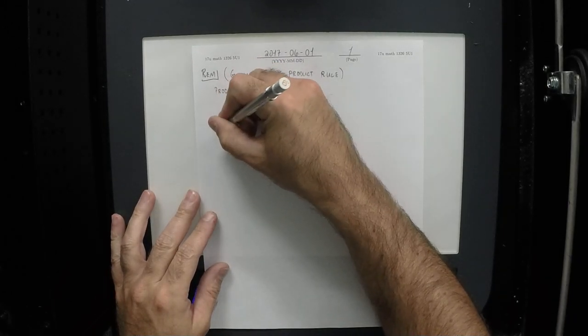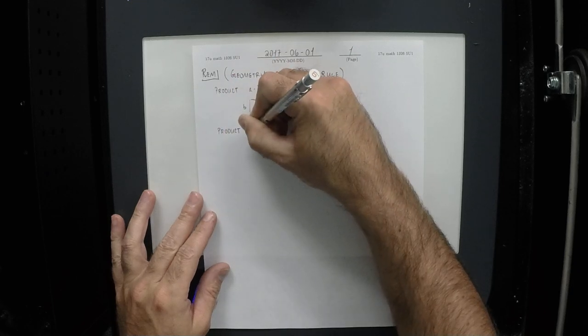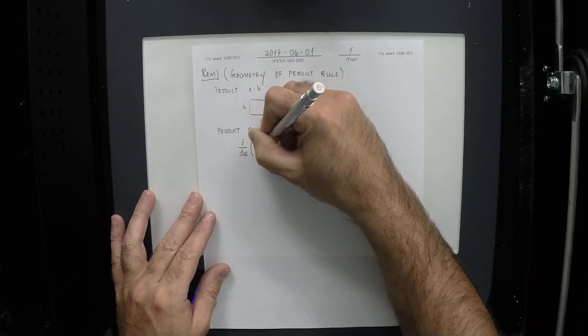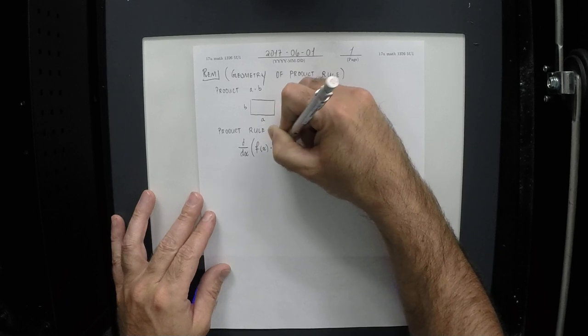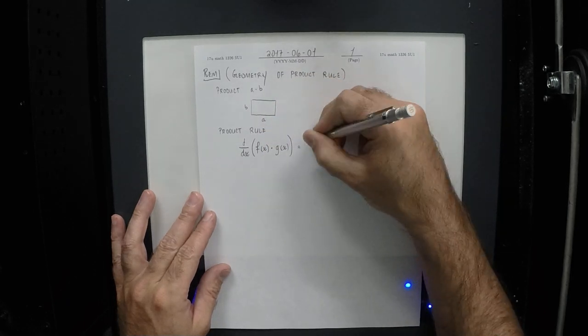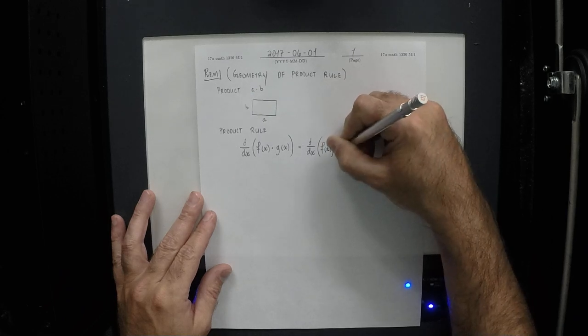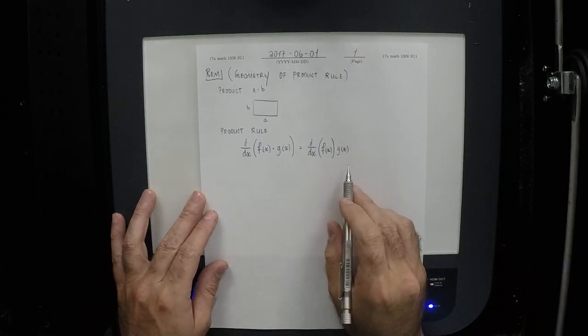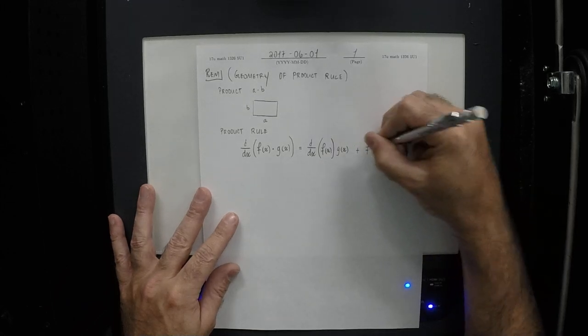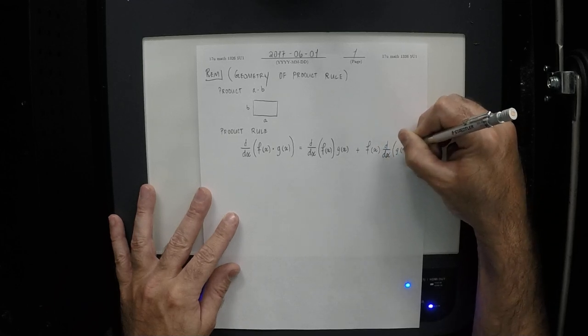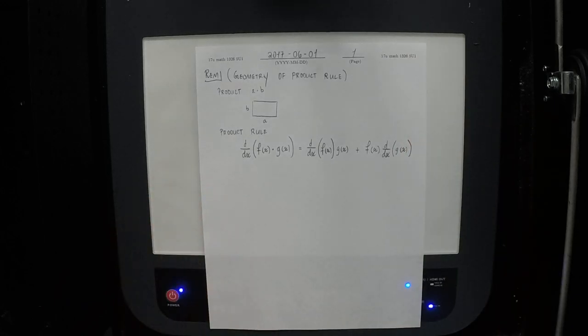Well, for derivatives, the product rule is: the derivative of f of x times g of x is the derivative of f of x multiplied by g of x. So you differentiate the first one, multiply it by the second, plus the first one multiplied by the derivative of the second. And your calculus one instructor may have probably just used the primes instead of d dx.